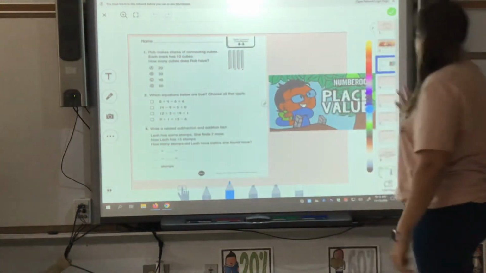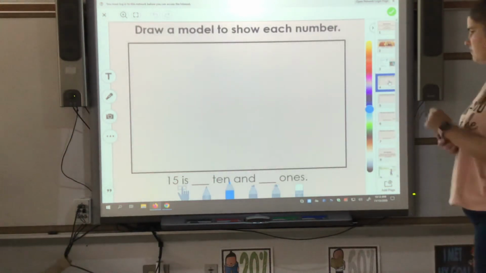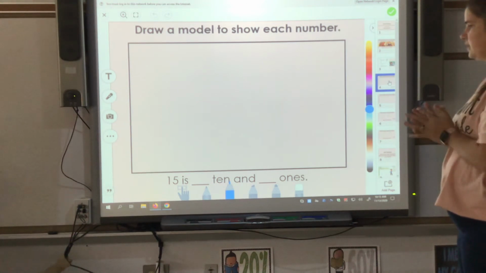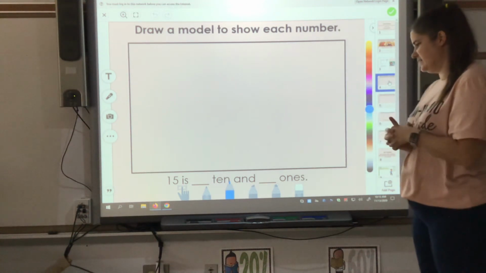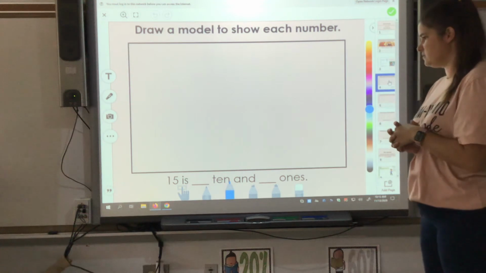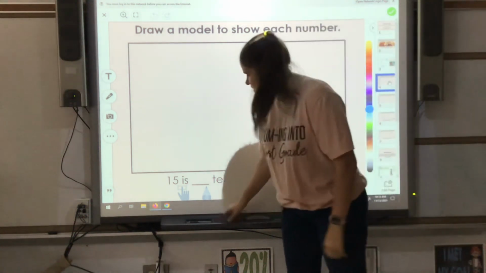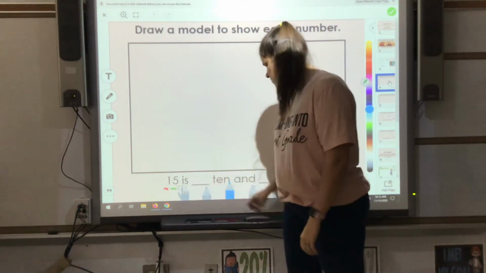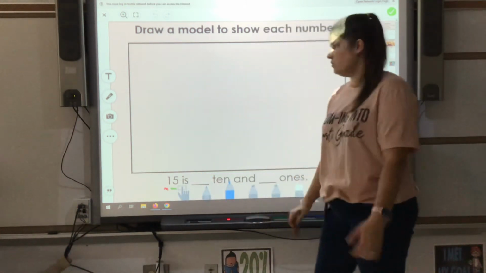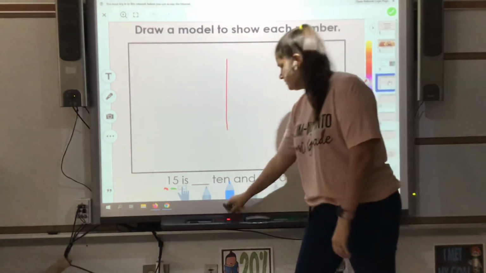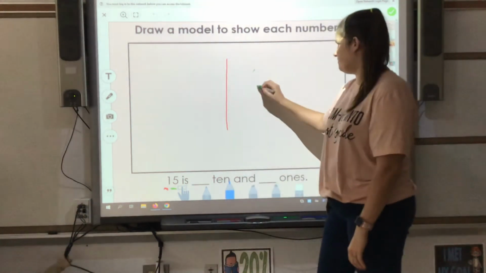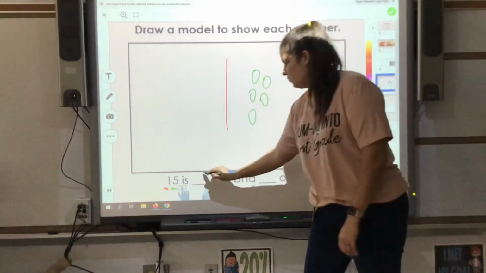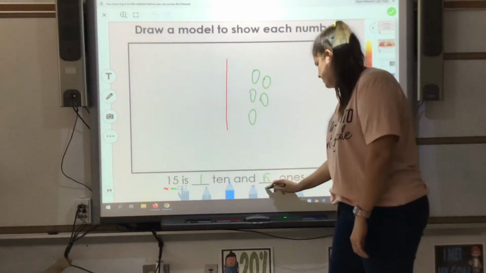Let's see. Our review, or our question. Draw a model to show each number. 15 is blank tens and blank ones. So remember, we always look. That first one is our tens, and that second one is our ones. So 15 would be 1 ten and 5 ones. So 1 ten and 5 ones.